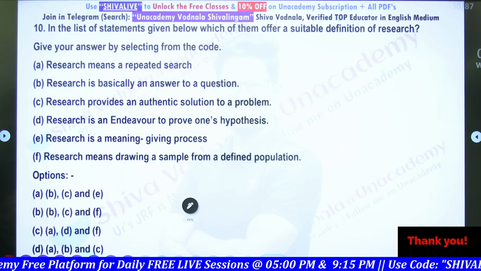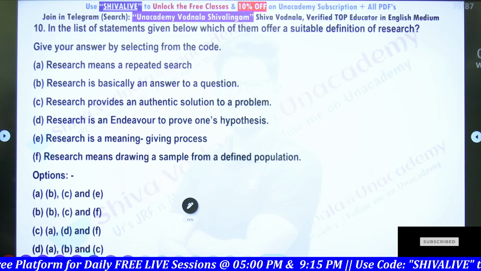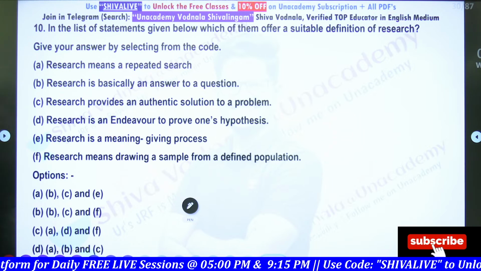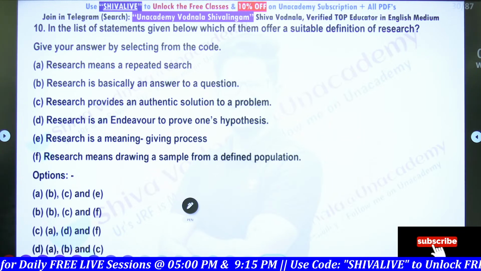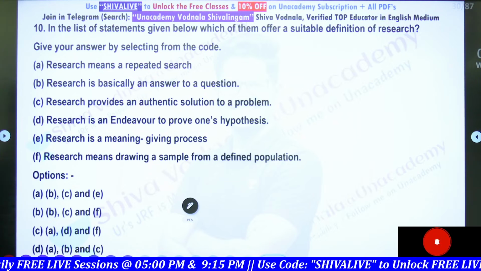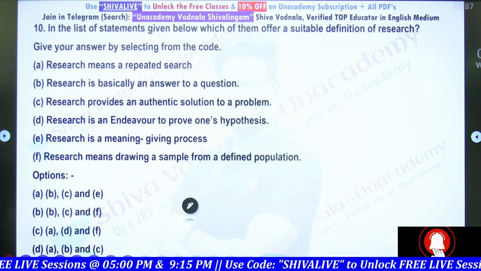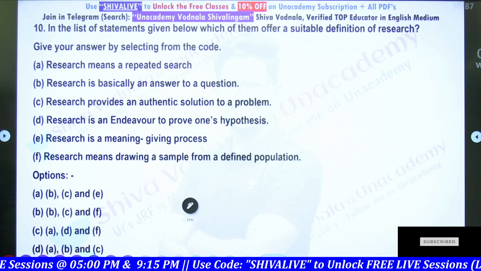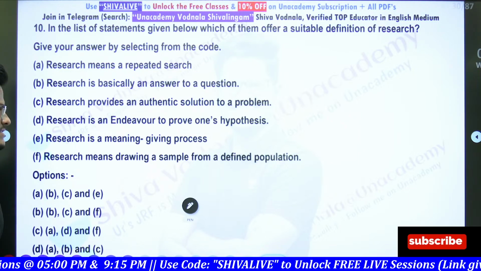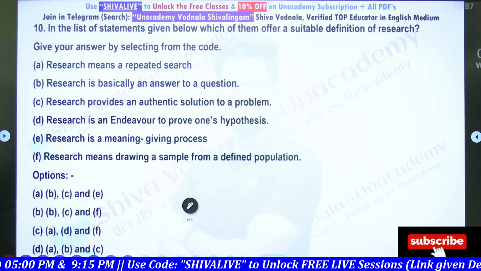Research means a repeated search. Research is basically an answer to your question. Research provides an authentic solution to a problem. Research is an endeavor to prove one's hypothesis. Research is a meaning-giving process. Research means drawing a sample from a defined population.